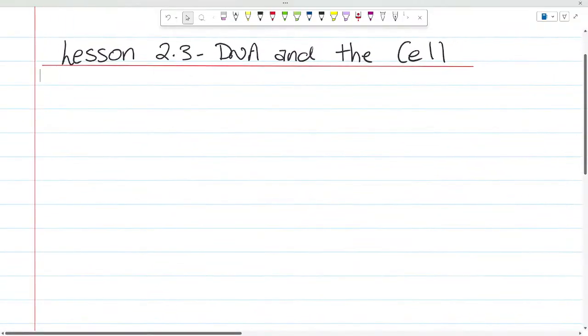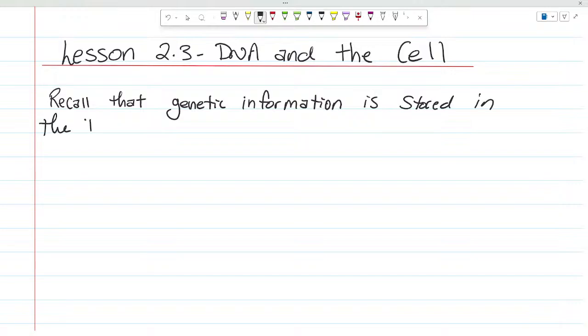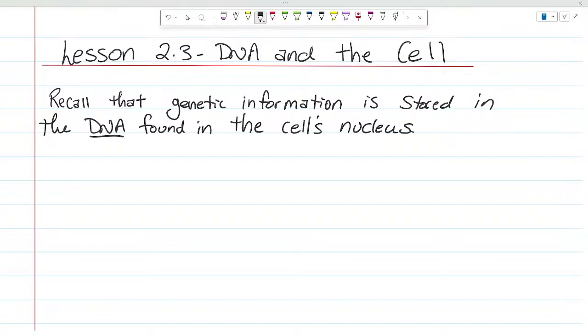What I want to start you with is this. Recall that genetic information is stored in the DNA found in the nucleus of a cell. And obviously, when I say the cell's nucleus, what kinds of cells am I talking about? Eukaryotic. Eukaryotic cells. Where would it be found in a prokaryotic cell? Cytoplasm. Just in the cytoplasm.